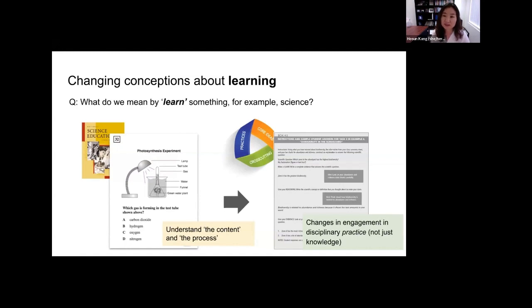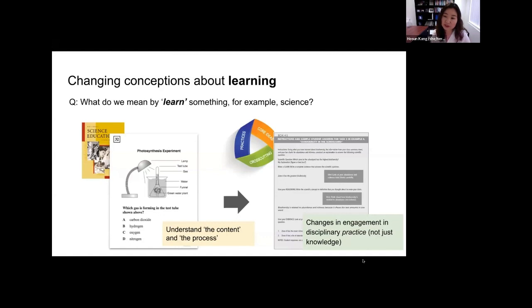So what is conceived as a meaningful disciplinary learning goal? For example, in the context of science education in the United States, the goal of science learning has changed over the last several decades. Previously, science learning involved understanding the content and the process of science. Therefore, the assessment was focused on whether students know the content, for the most part, the content meaning the nugget of knowledge and the scientific process.